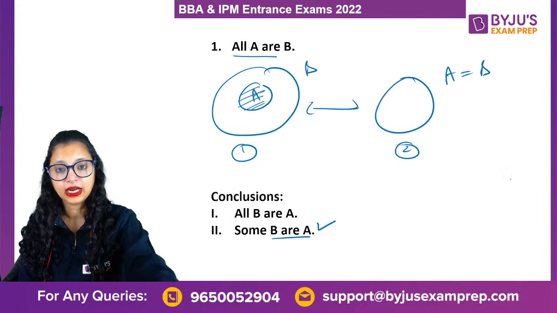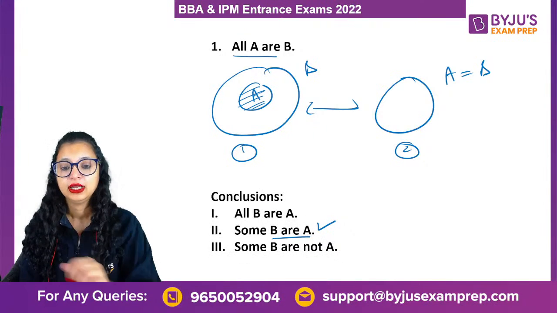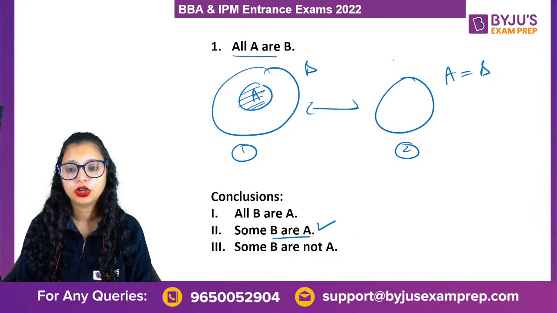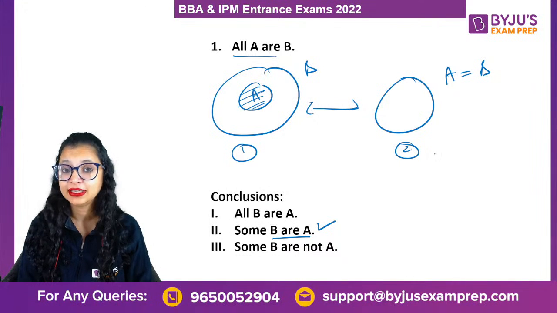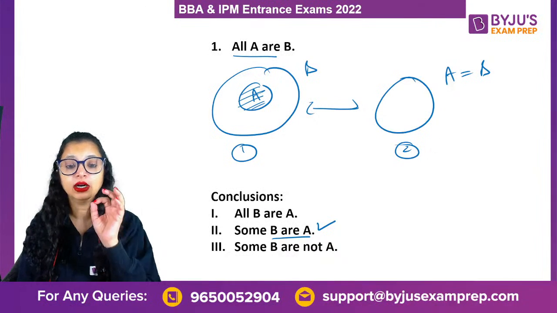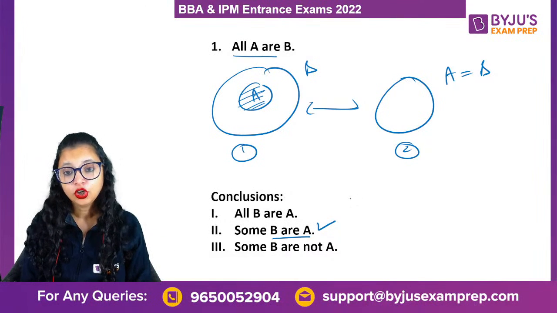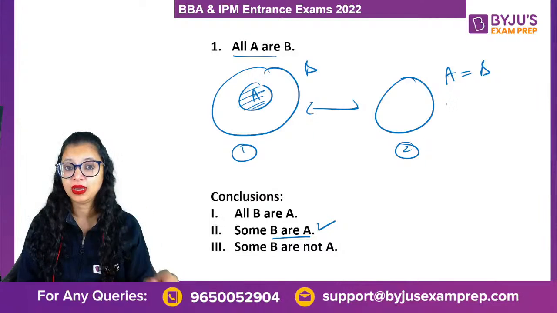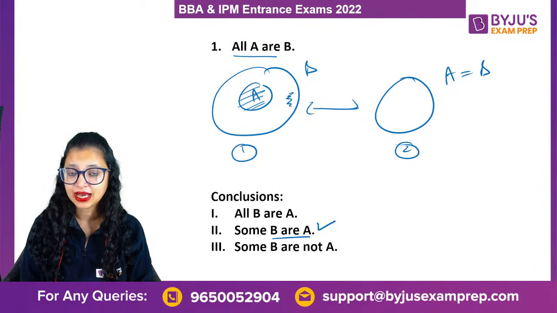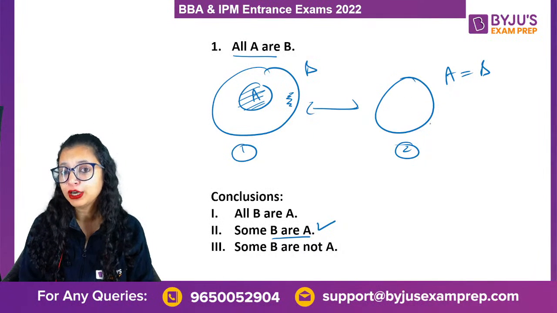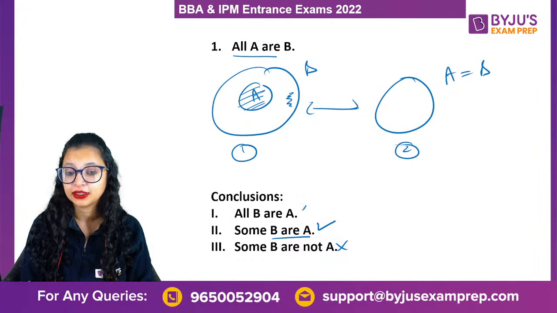Okay, now let's continue with the third conclusion. Some B are not A. Some B are not A is not true in the second scenario. When it's not correct in the second scenario, it's going to be a wrong conclusion. See, some B are not A. That means some part of B has to be outside A. This part of B is outside A. But then here no part of B is outside A. Thus, this is going to be an incorrect conclusion.